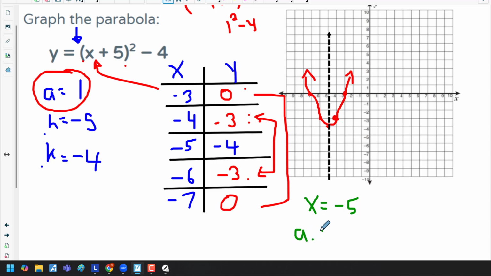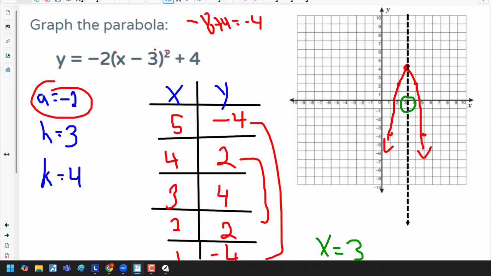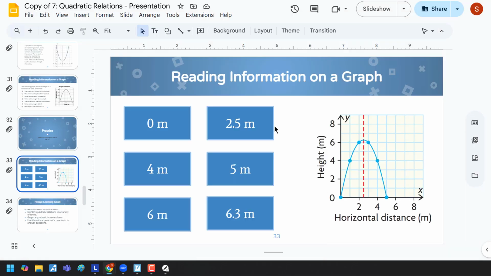This is the equation for axis of symmetry. Short form is AOS, axis of symmetry. And the way to write this equation is to write it in the form of x equals a number. And that number is your h value. Okay. So that is axis of symmetry, reading information on the graph.